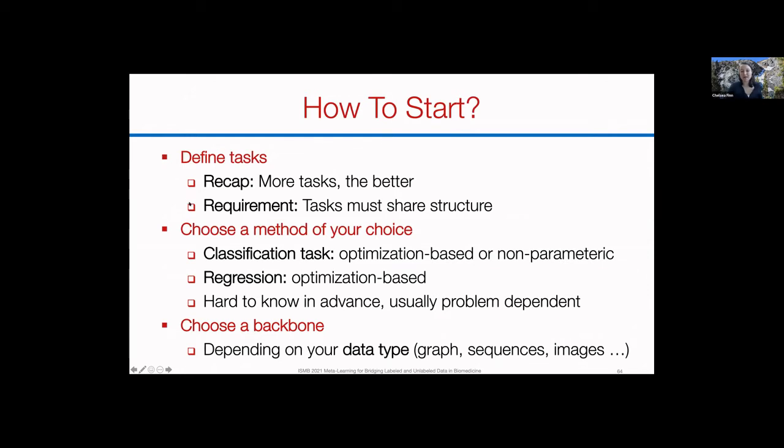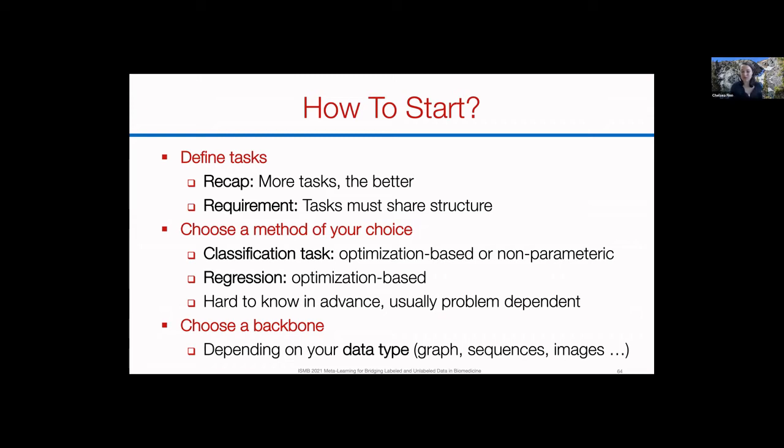Then you should choose the method that you're going to try. If you have a classification task, then you can use either optimization-based or non-parametric. If you have data that's more compute intensive, then you may want to choose non-parametric. Whereas if you think that your tasks might be a little bit more out of distribution, it might be better to choose optimization-based methods. Whereas if you have a regression problem, you should choose an optimization-based metalearner. And in general, it's a little bit hard to know in advance, and it's usually somewhat problem dependent. So you may also want to just try both approaches as well.